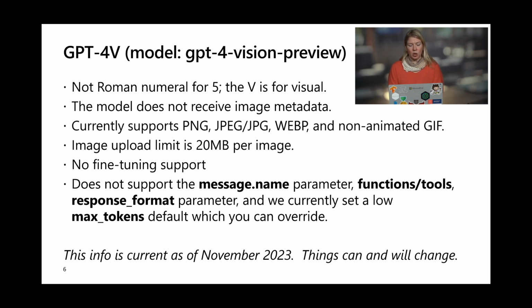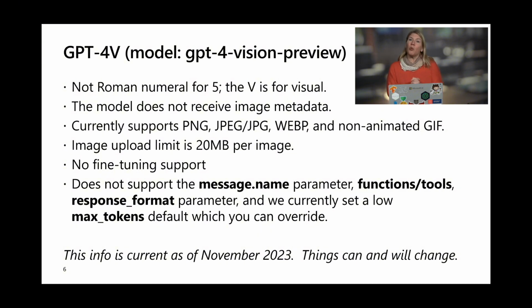There is an image upload limit of 20 megabytes per image right now, no fine-tuning to date, and some of the other things like the function and tool support, the response format parameter, which allows you to format output as JSON, and some of those other things that were released at OpenAI's Dev Day back in November 2023 are not yet supported in the visual model. But all of these things are subject to change. This was current as of November 2023. It's actually still current today. But things can still change.